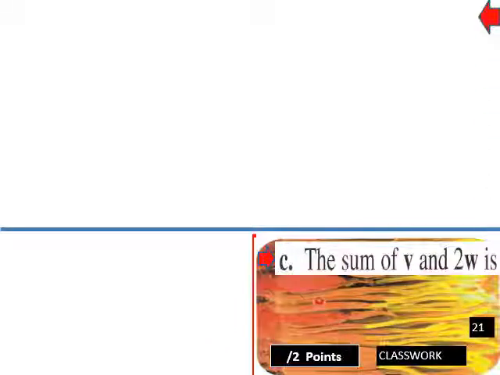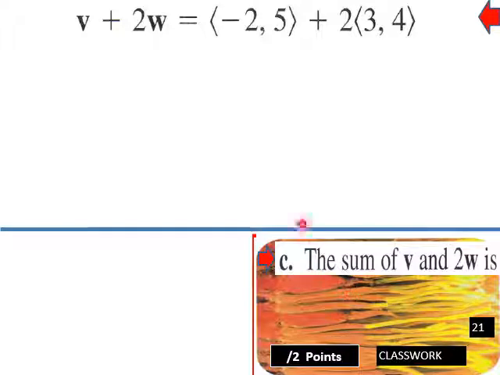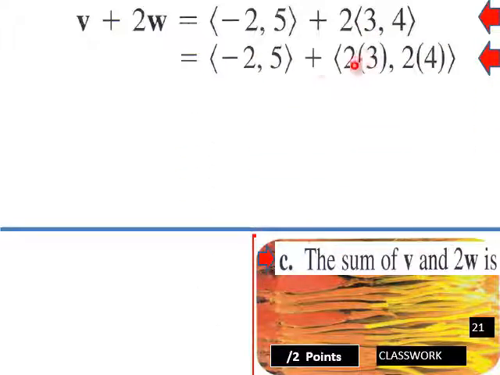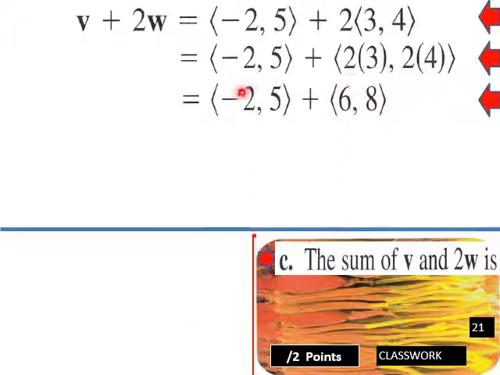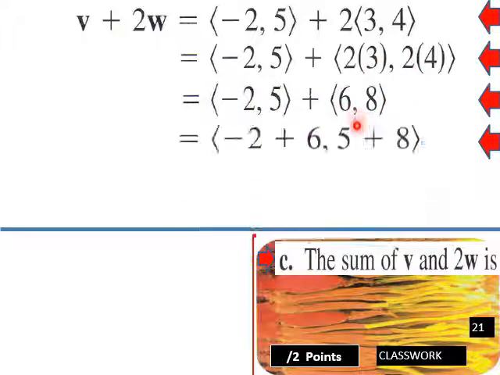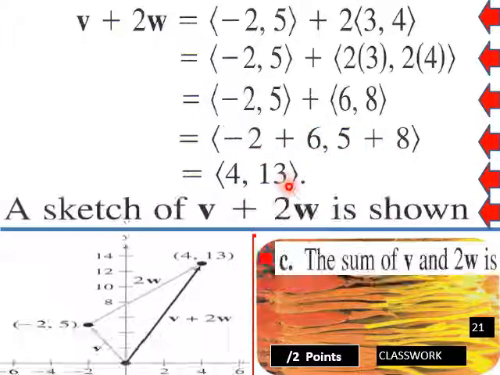Okay, more classwork here. The sum of v and 2w. So v plus 2w, so negative 2, 5 plus 2 times 3, 4. So negative 2, 5 plus 2 times 3 and then 2 times 4 would be negative 2, 5 plus 6, 8. And then negative 2 plus 6 and 5 plus 8. That'll give us 4, 13. So a sketch of v plus 2w is shown here.